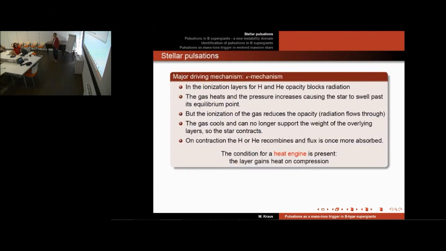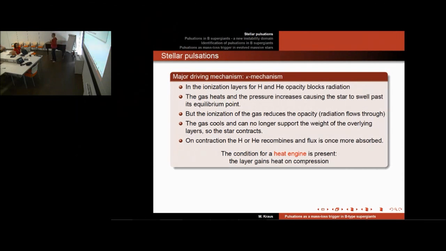So when we have pulsations, the big question is what drives these pulsations? And it is the so-called Kappa mechanism that is responsible for the excitation and the maintenance of these pulsations. To explain how this Kappa mechanism works, it's very simple. We have ionization layers of hydrogen and helium somewhere inside the star. These layers have a certain opacity, and this opacity can block the radiation that is coming from shells that lie below. If the radiation cannot penetrate anymore, it is blocked. So it starts to heat, it starts to build up a pressure, and this pressure then causes the shell to move upwards.